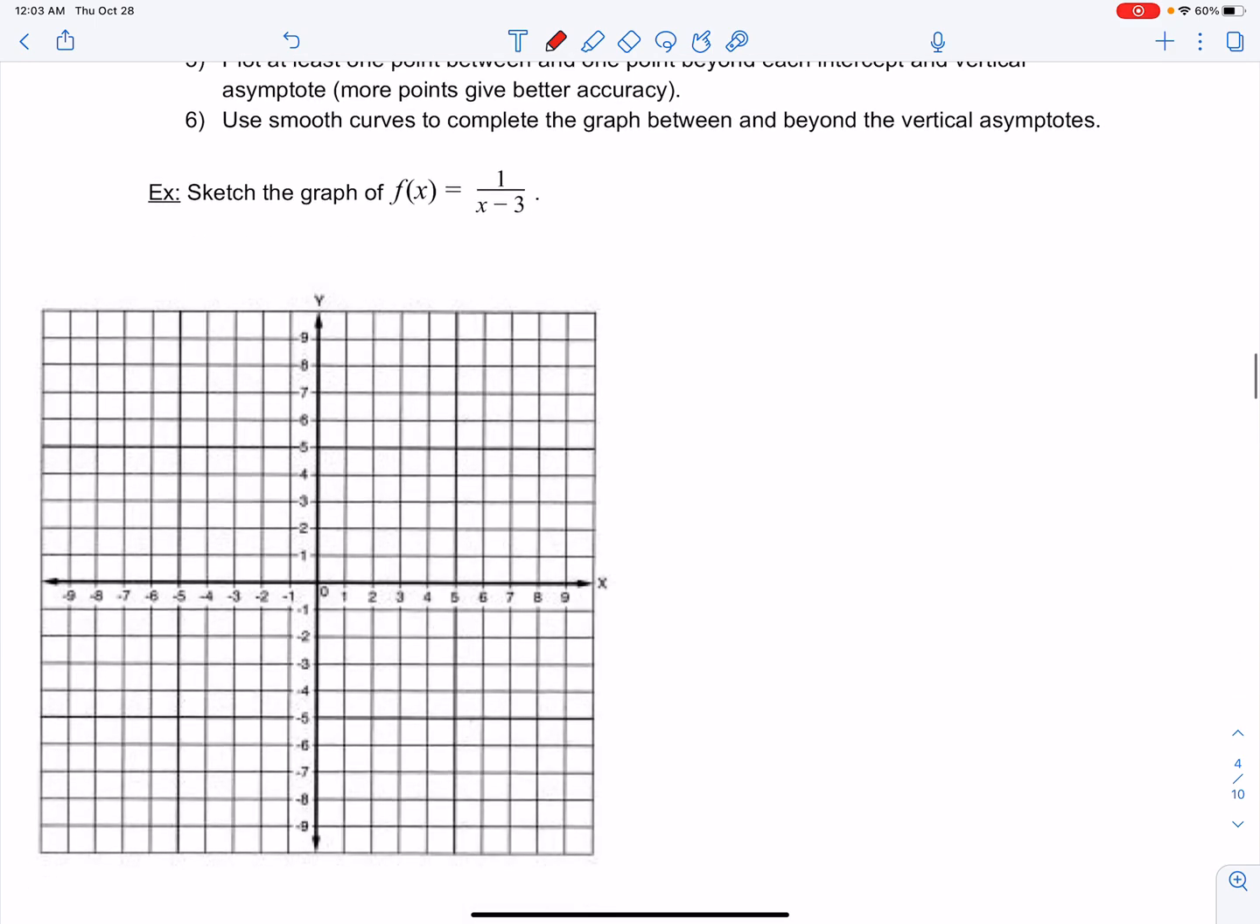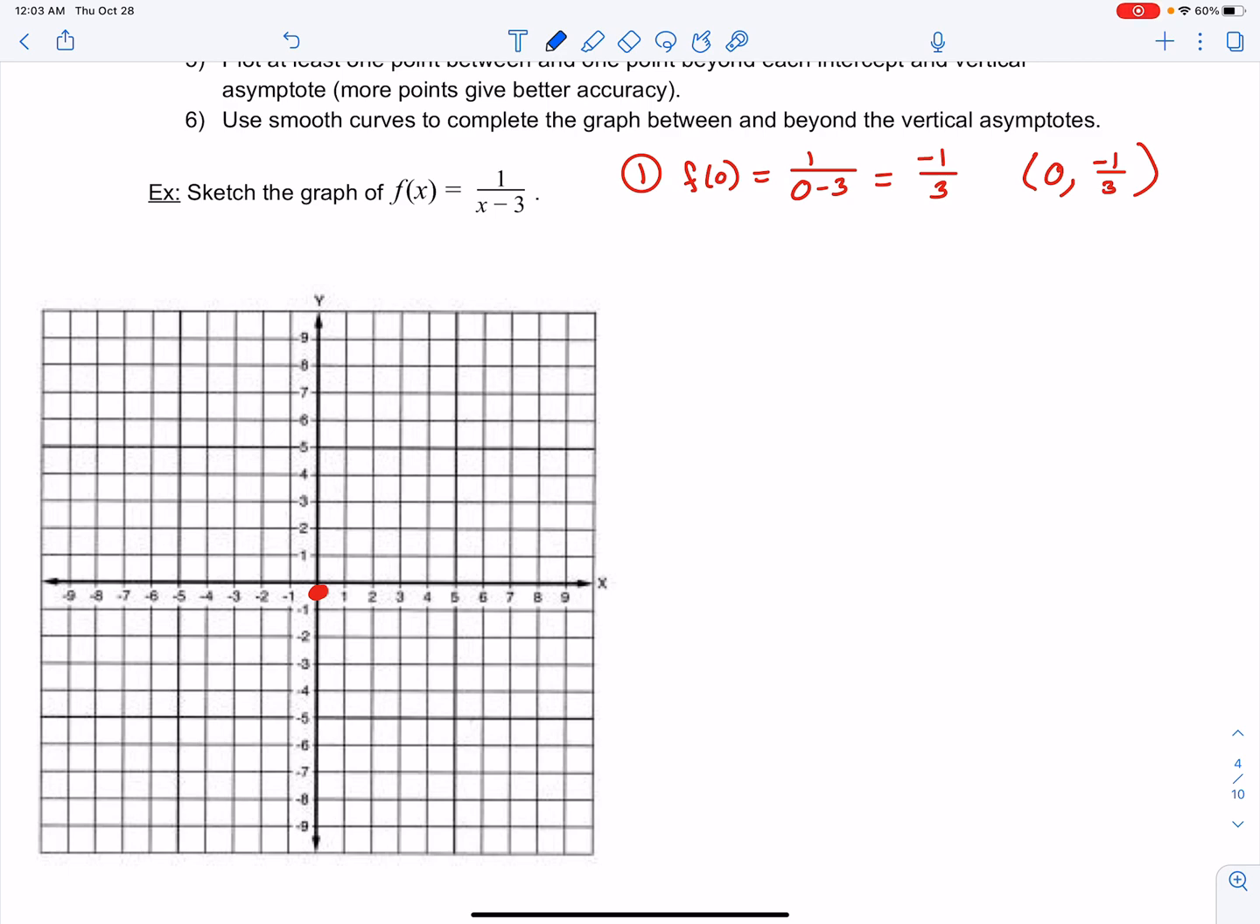So if we look at the function f of x equals 1 over x minus 3, first thing that we're going to do is find the y-intercept by evaluating our function at 0. So f of 0 would be 1 over 0 minus 3, or negative 1/3. So our y-intercept is at 0, negative 1/3. That gives us a point. So we'd have a point about here.